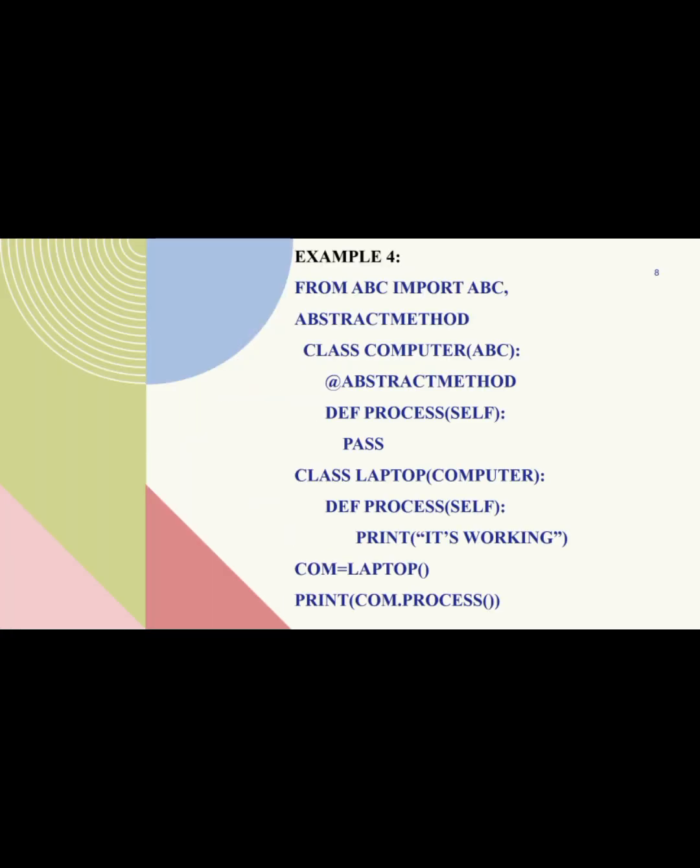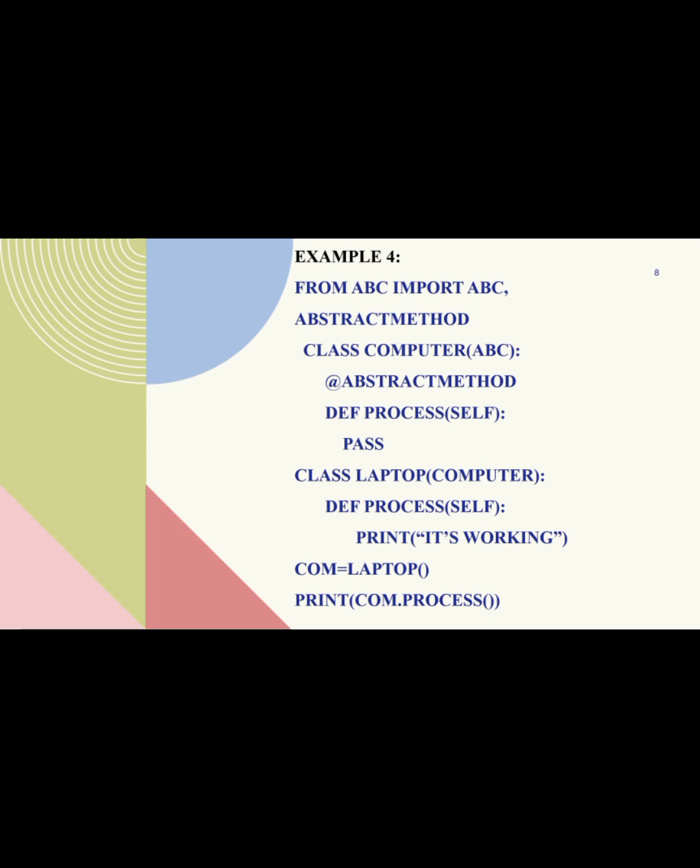So the example would be, as we know, we have to import abstract method from the ABC module, which is present in the ABC package. Now that we have created a class named computer and an abstract method process, we have inherited computer into a class named laptop, and we have successfully declared the method process in the class laptop, and we wrote a print statement here.